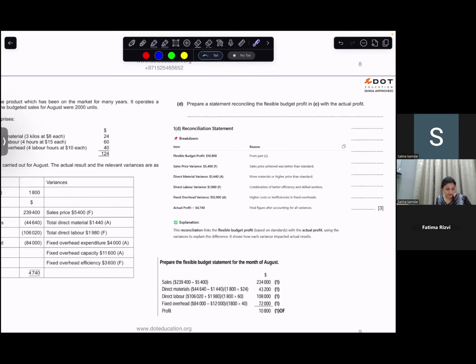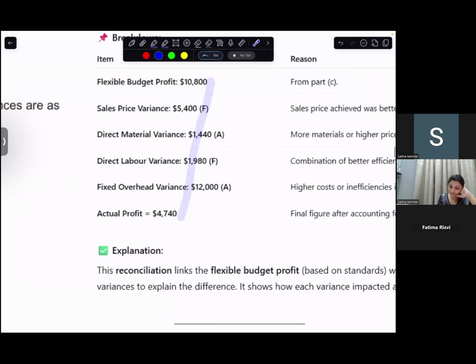Now tell me what you will add and subtract. I'll give you a minute's time. Think and then tell me. From flex to actual profit is reducing. Any favorable variance would increase your profit because you either earned more or you spent less. And any adverse variance is going to decrease your profit. So in 10,800, all the favorables you will add.